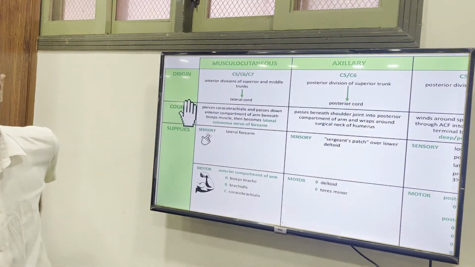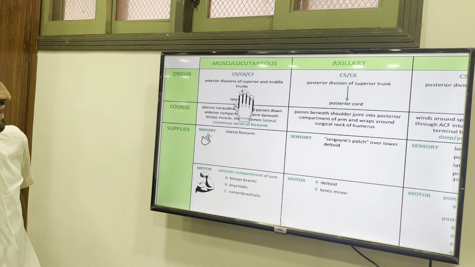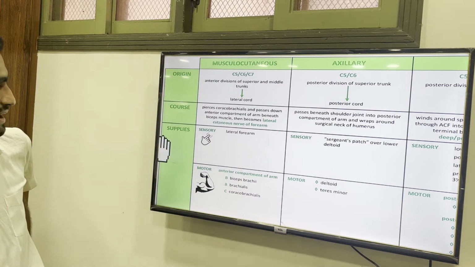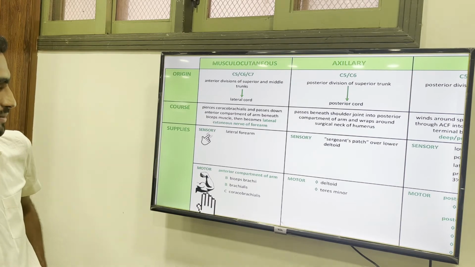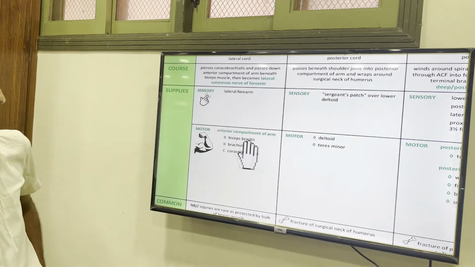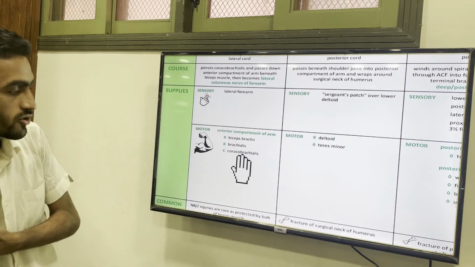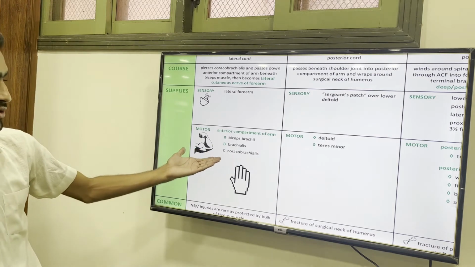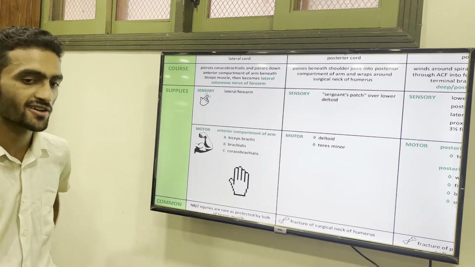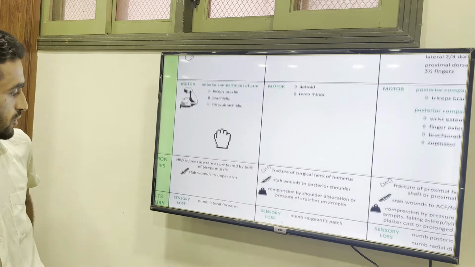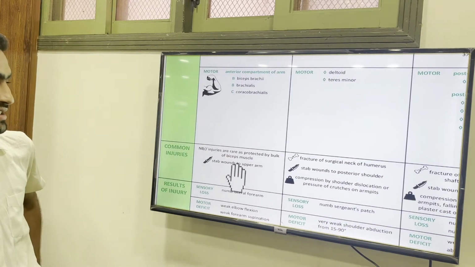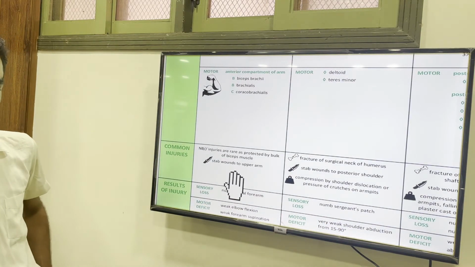So this is the musculocutaneous nerve, its origin is mentioned here. The course is given here, and the sensory supplies the lateral forearm, and the motor supplies the anterior compartment of your arm. Musculocutaneous supplies biceps; brachioradialis is not supplied by this. Okay, and the nerve injury: injuries are protected by the bulk of the biceps muscle.